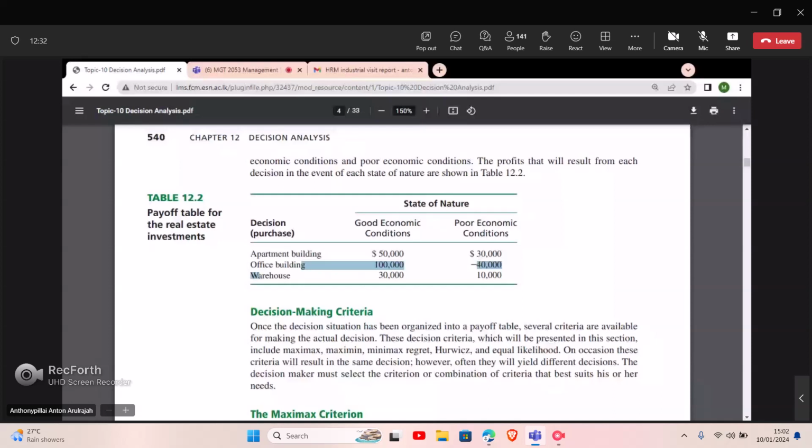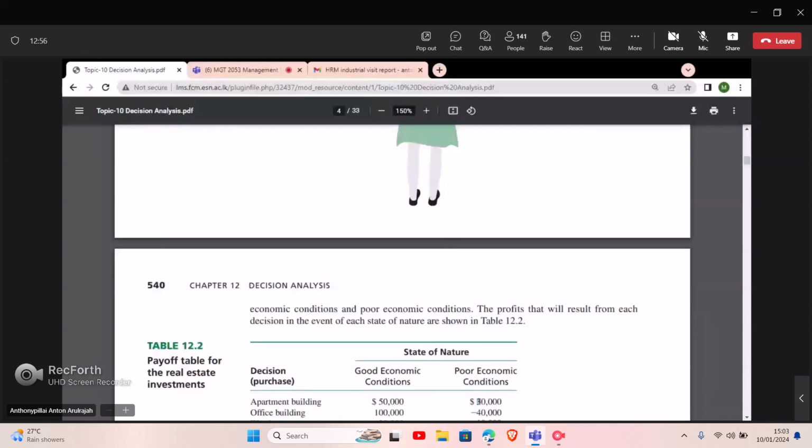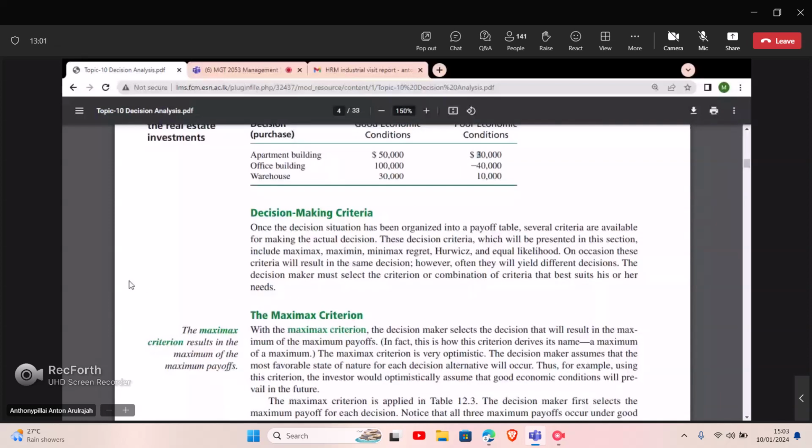So if it is a good economic condition according to the state of nature, these are the alternative decisions. And if it is a poor one, now you want to make a decision. In making decisions, there are some criteria we have to satisfy. There are many criteria, maximum, minimum. We have to see how to apply these criteria.